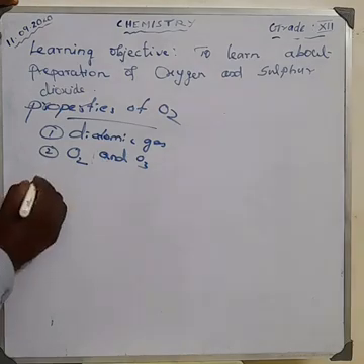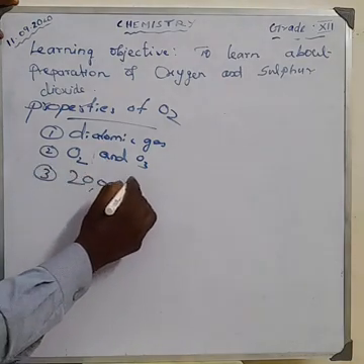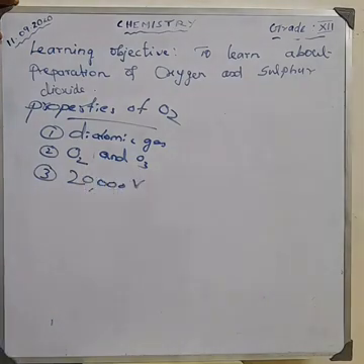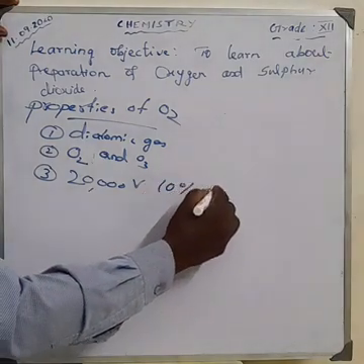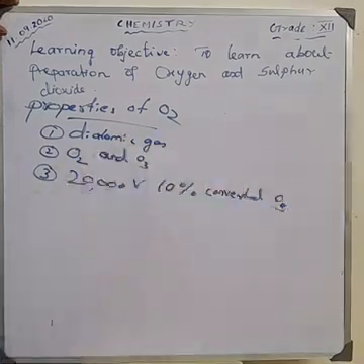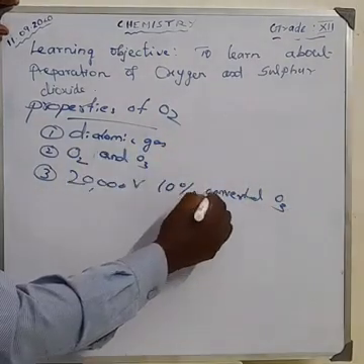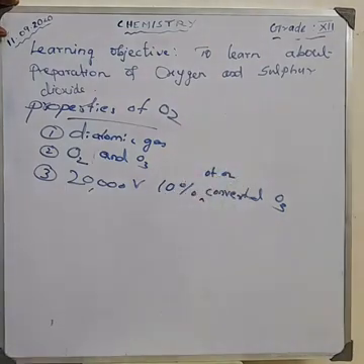Next, in laboratory preparation, ozone can be prepared by passing electrical discharge through oxygen at a potential of about 20,000 volts. In the laboratory, ozone is prepared by passing electrical discharge through oxygen, and about 10% of the oxygen is converted into O3, ozone.